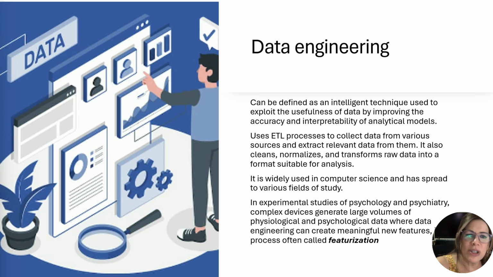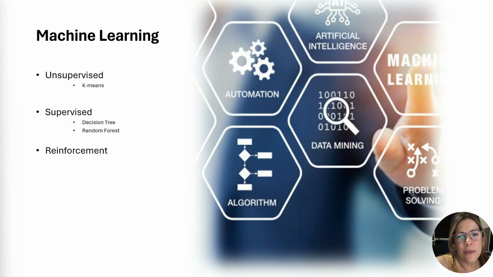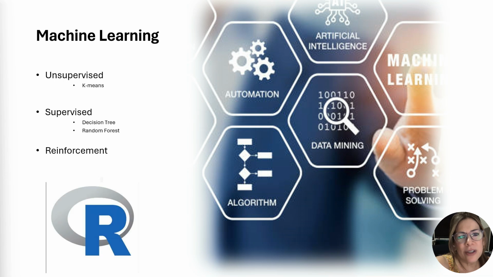In experimental study of psychology and psychiatry, complex devices generate large volumes of psychological data, where data engineering can create meaningful new features in a process that is called featurization. With machine learning techniques, we know there is supervised and reinforcement. The selection of the machine learning algorithms took place according to their known performance. For non-supervised learning, we use K-means, and for supervised learning, decision trees and random forest. In this study, the R software was used with the library of clustering and for decision trees and random forest.